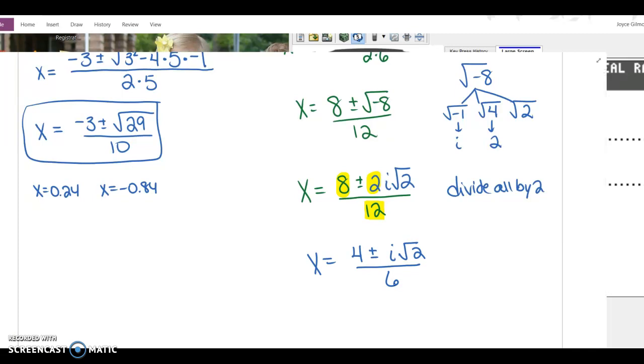We would have to separate the two fractions and make it 4/6 plus or minus i square root of 2 over 6, and that's really not worth it. So this is as simplified as I want you to make it. Make sure that the whole number pieces in front of each three parts are as simplified as you can.